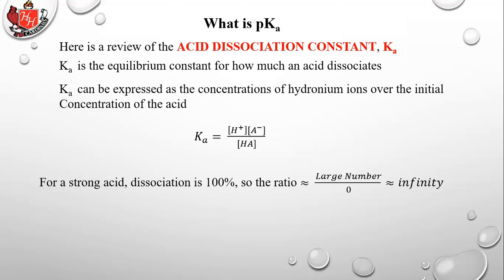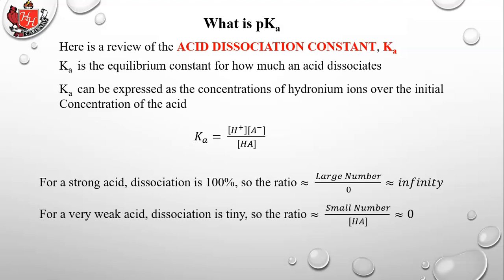So the ratio is a very large number. You'd have a very large number on the top and almost 0 on the bottom. Of course, if you have 0 on the bottom of a fraction, you can't do the math on it. It's undefined. But we're going to say something very close to 0. So that means it's going to approach infinity for a strong acid.